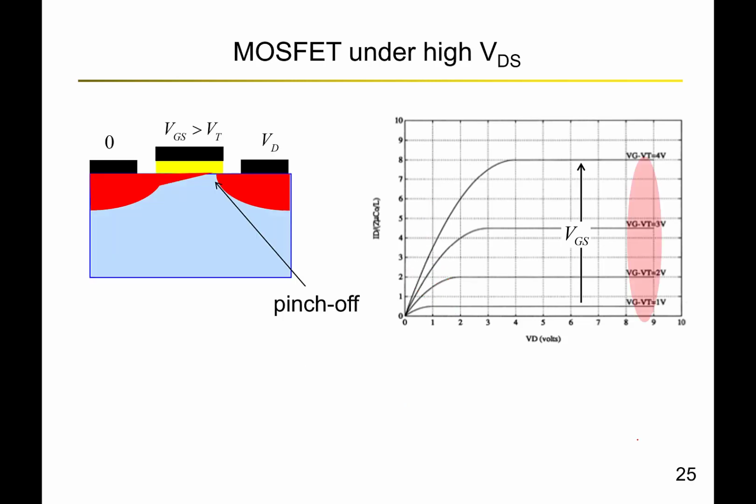Now what happens in the saturation region? In the saturation region, remember, the first thing that happens is pinch off, which means there is not that much charge on this right side. So the charge distribution looks like more charge on the left side.